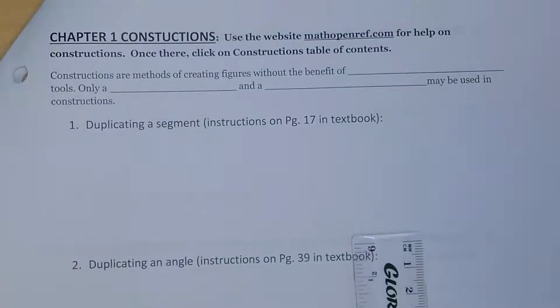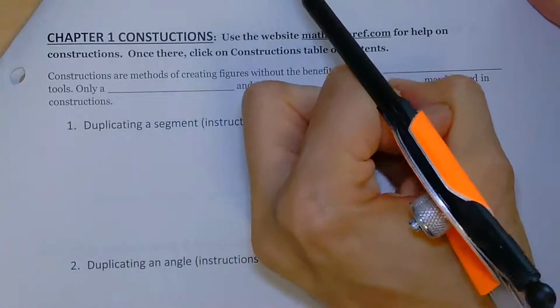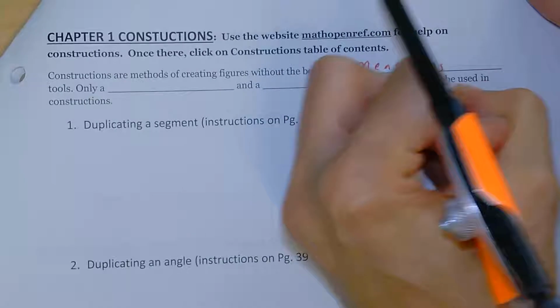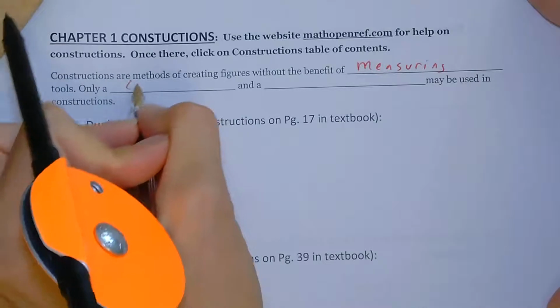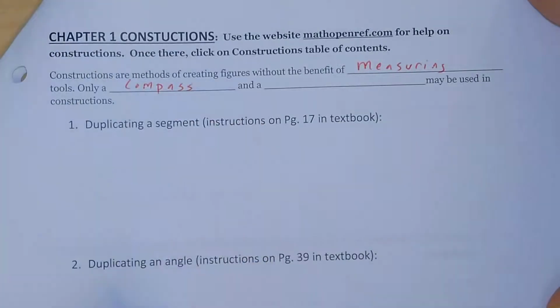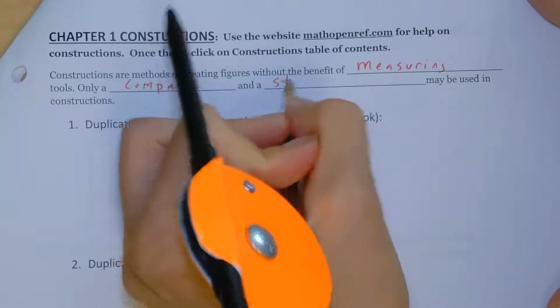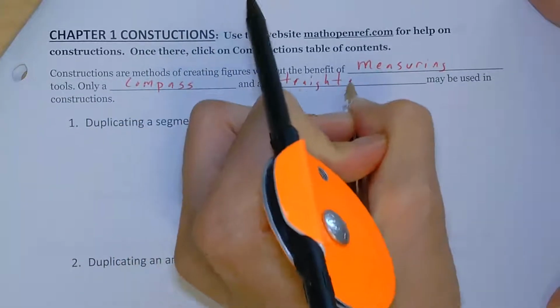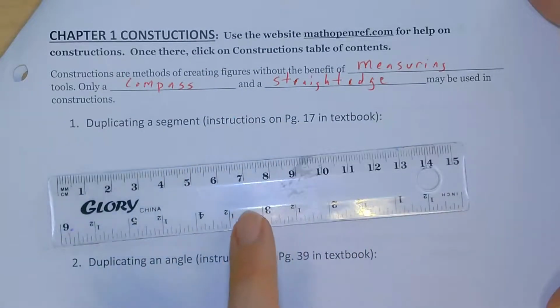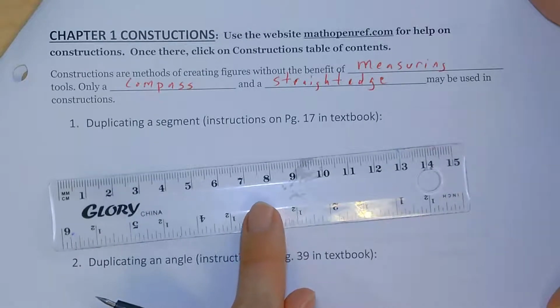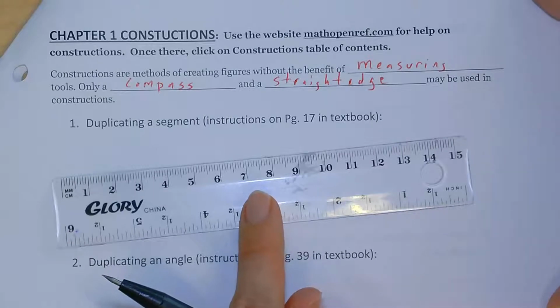So constructions. Constructions are methods of creating figures without the benefit of measuring tools. So when you use a compass and a straight edge, you're not using them because they have markings on them. You're using them as non-measuring tools. Even though a lot of times for my straight edge I use a ruler, I will never use the markings on the ruler, and you could use the side of your calculator, the side of your binder, the side of your book, the side of your house. It doesn't matter as long as it's a straight edge. That's all you need, but not the measuring part.